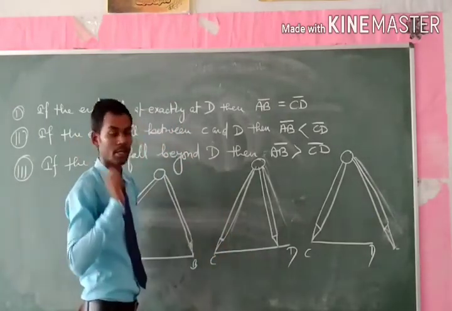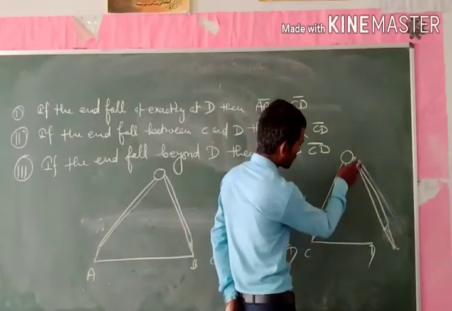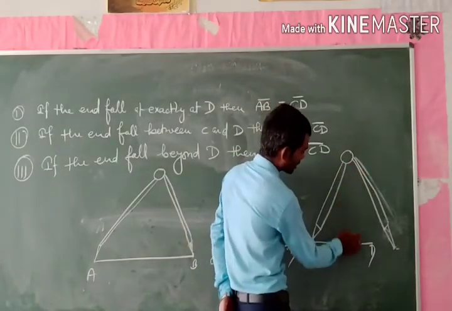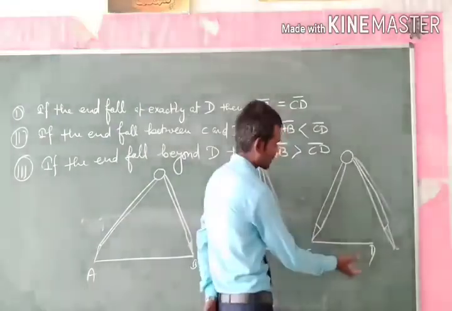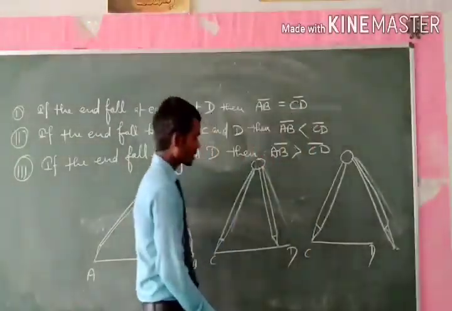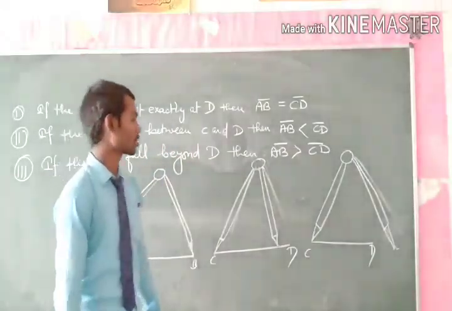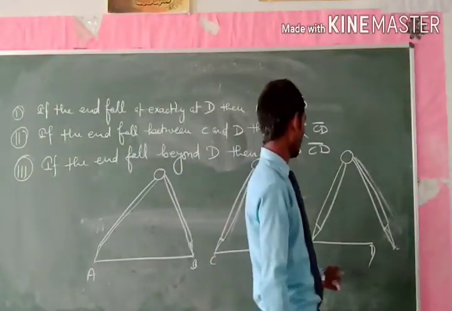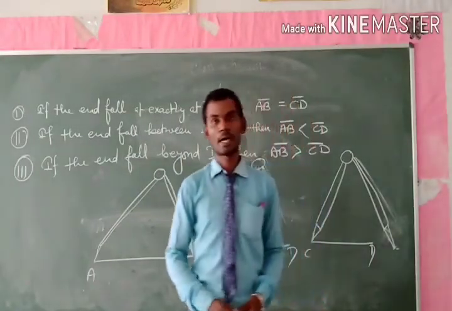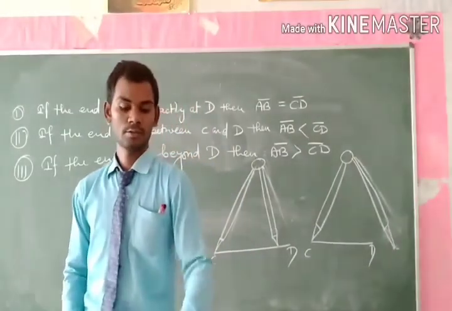And in the third case, we see that the other end of the divider is far beyond the point D, which means the length of the line segment AB is greater than the length of line segment CD. I hope all these comparisons are clear.